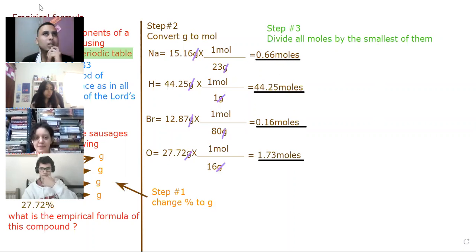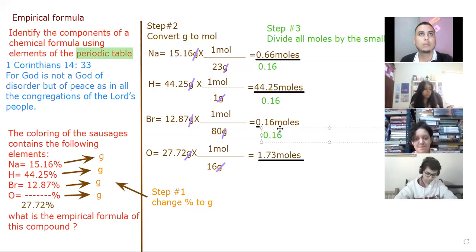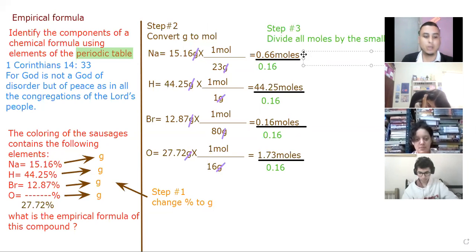And who said? Diego, right? Diego, you said that the smallest there is 0.16. That means that we need to divide each mole by this. Look, that is the step number 3. Using the green color, we are going to copy the answers. What is the answer of 0.66 divided by 0.16?